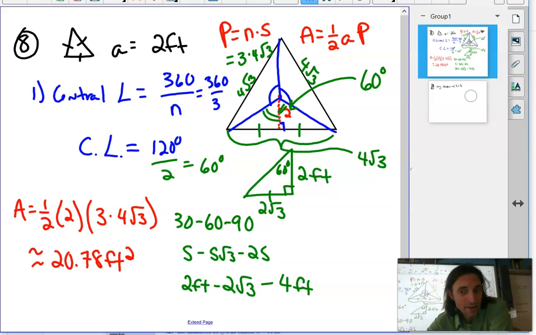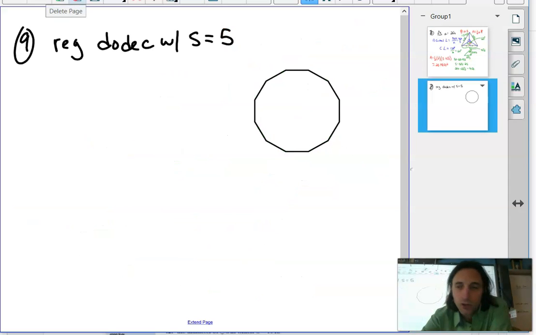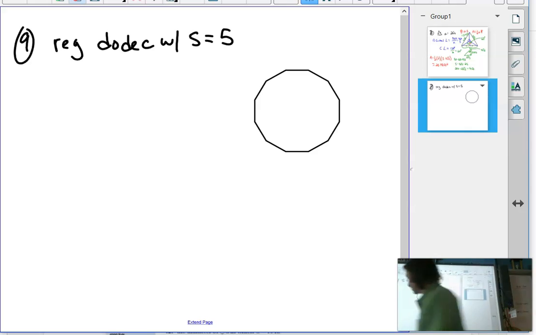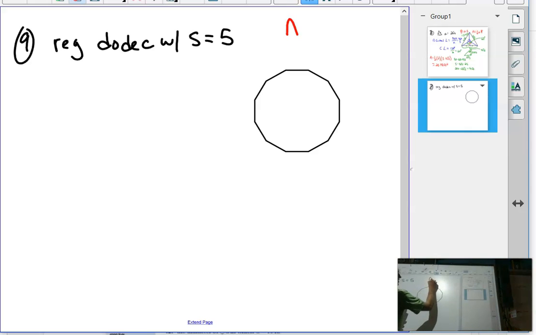Try number 9, or if you were doing problems 16 and 17, try those. I'm going to do example 9 now. On problem number 9, it says it's a regular dodecagon. That means it has 12 sides with a side length of 5. Okay, again, area equals 1/2 AP.